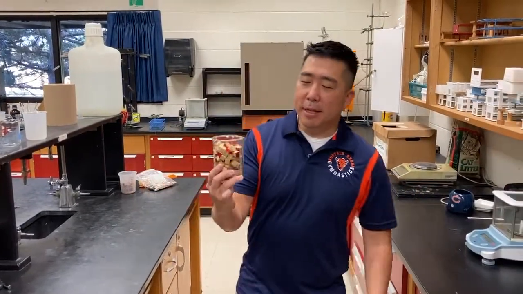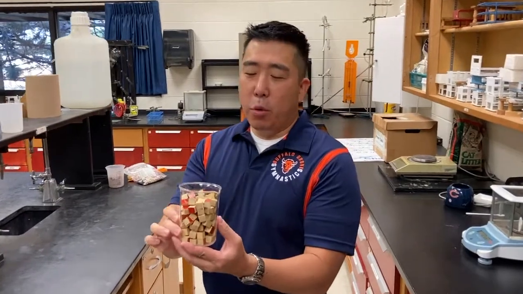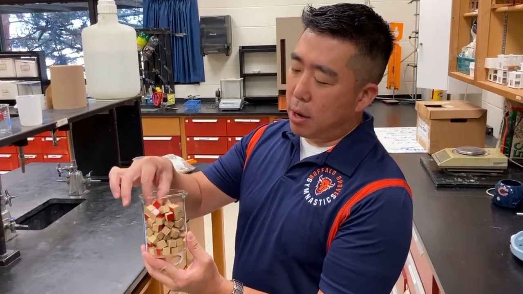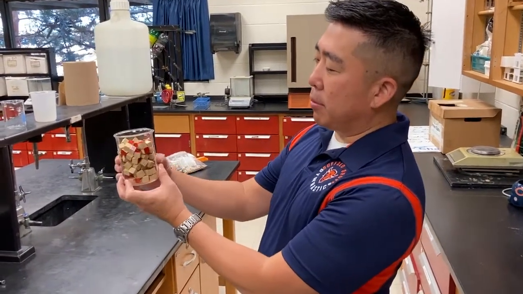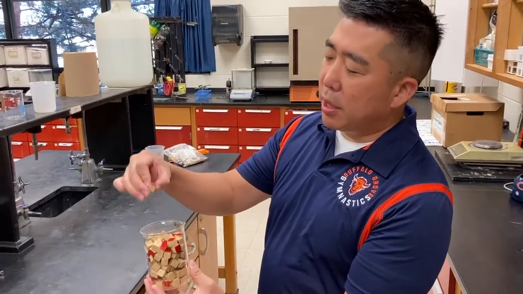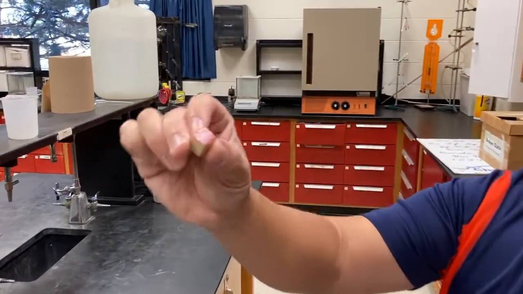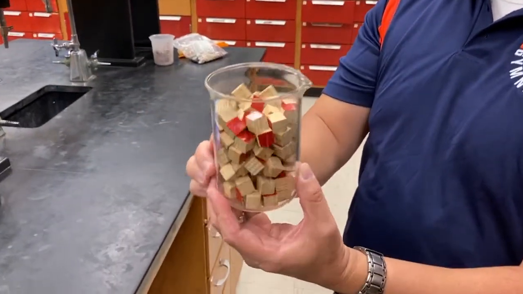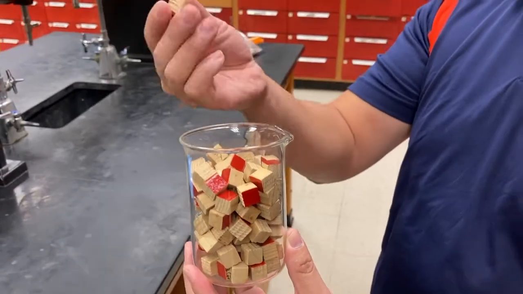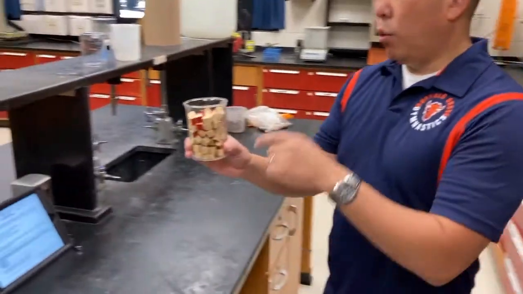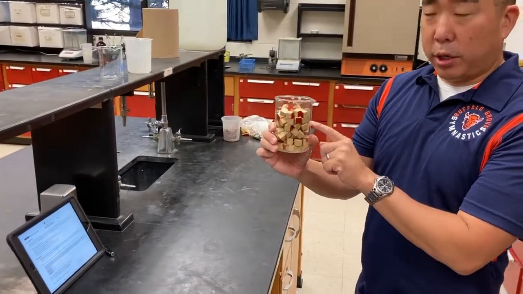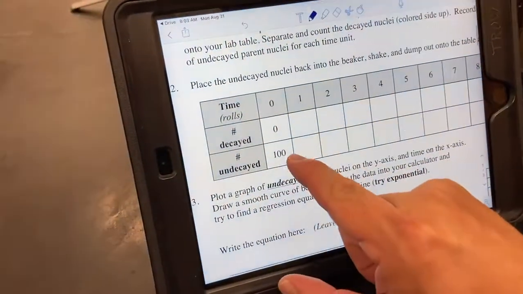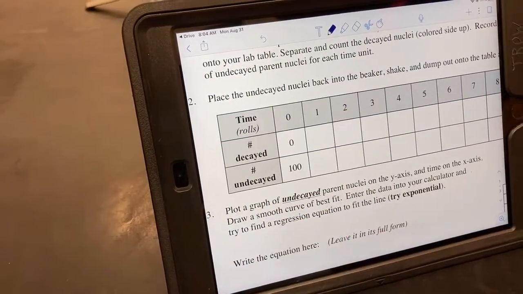So now that we've determined that Cubium is radioactive, we're going to run a simulation that shows the rate of decay. When I spill these Cubium atoms out onto the counter, every time one of the atoms lands with the red painted side facing up, that's going to simulate a decayed nucleus. Do they each just have one side painted? They each just have one side. Okay. I counted these atoms before we started. There's 100 of them at the beginning. So that's why in our data table, 100 is the number of undecayed at the very beginning.